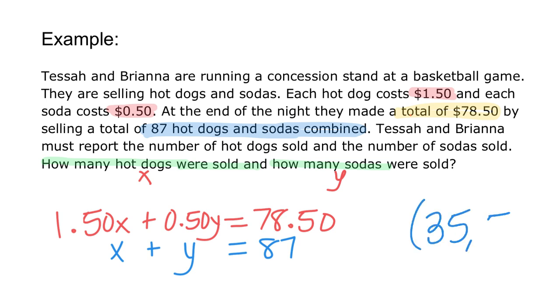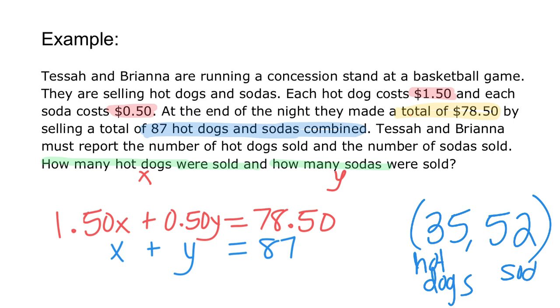So let's interpret that again. 35 is my X. We said earlier that X would represent hot dogs. So that means they sold 35 hot dogs and 52 sodas.